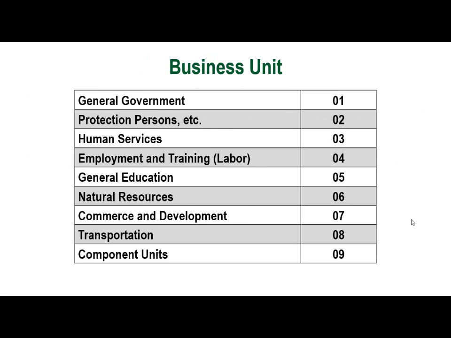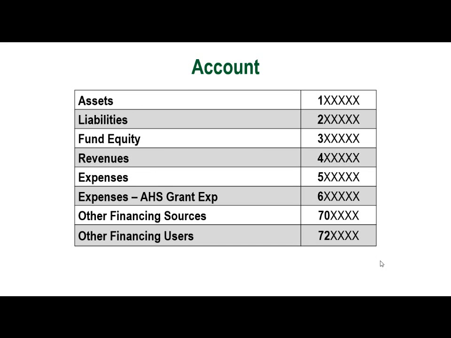Business units are numbered so that the first two digits indicate what part of government that business unit is part of. For example, all human services business units start with an 03, followed by 3 digits, to indicate the specific business unit. As with business units, account codes start with a number that lets you know their general purpose. For example, all revenue codes begin with 4, and all expense codes begin with a 5, followed by 5 digits.